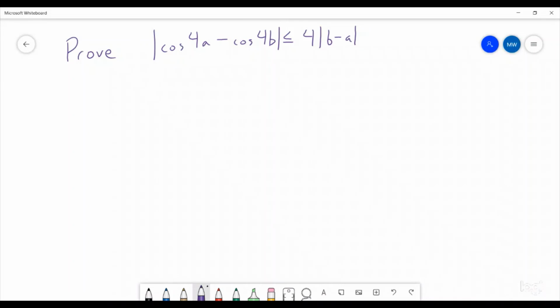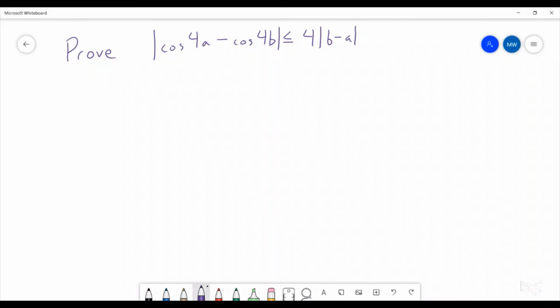Okay, how would we do this one? Well, first things first, what I would recommend doing is rewrite this a little bit and recognize that we have cosine of something minus cosine of something, and we have a b minus a. So that means we're probably going to either be using a limit definition, but there's no limits anywhere, so that's unlikely. Or we're going to be using the mean value theorem, which is a little bit more likely.